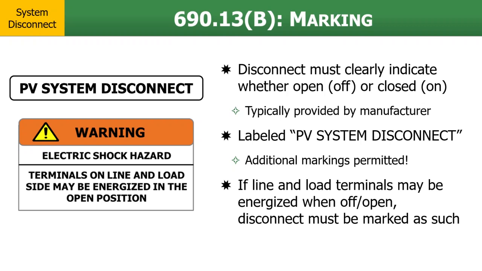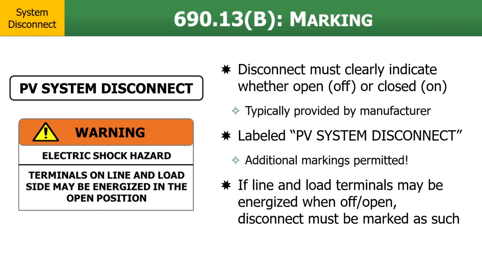We'll talk more about this in the labeling lesson, but the important thing to know here is that we only need this warning label if both the line and the load terminals may be energized when the disconnect is off. On the AC side, in most cases, that will not be applicable because the line and the load side will not both be energized. As soon as you turn that disconnect off, if it's an AC disconnect, the inverter will shut down because it's lost utility power. The utility side of that disconnect will still be energized, but the load or inverter side will not, because there are no capacitors on the AC side. There's no output on the AC side of that disconnect. We would not need that label.